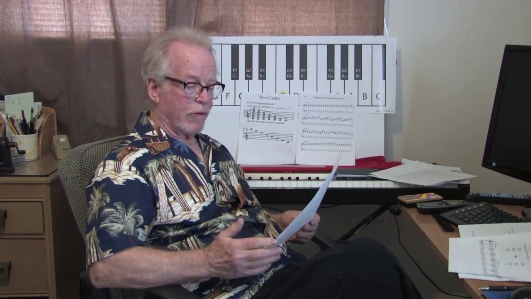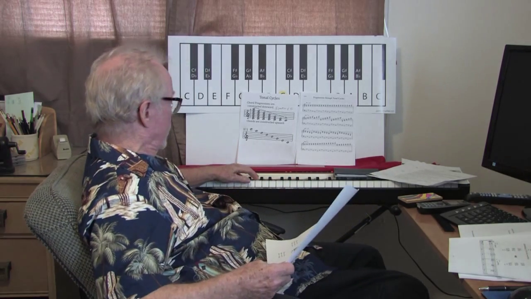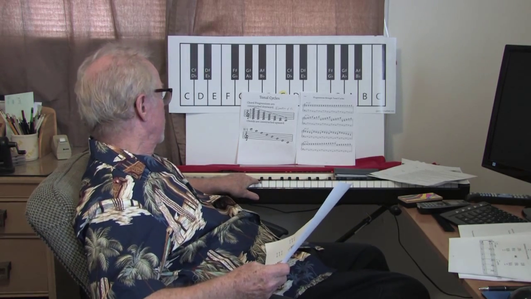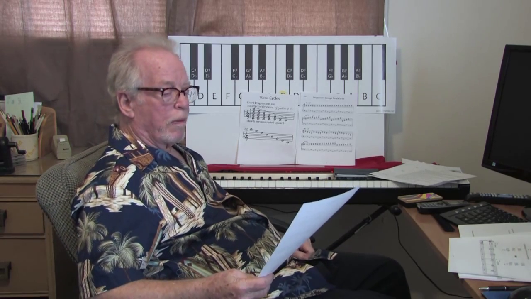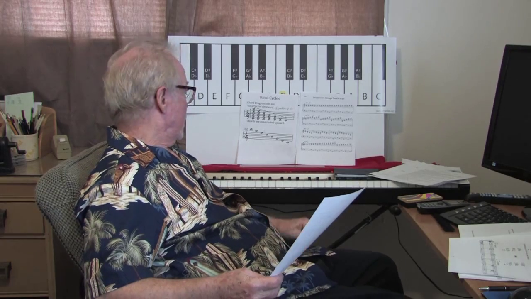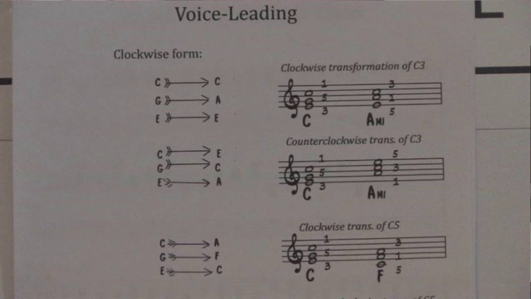Okay, this is voice leading. And I'm going to go through the tonal cycles, the C3, the C5, and C7. Remember, on the C3 tonal cycles, chord progressions, it starts with C and goes down in thirds. So the first chord being C is going to move to an A minor chord. Okay.